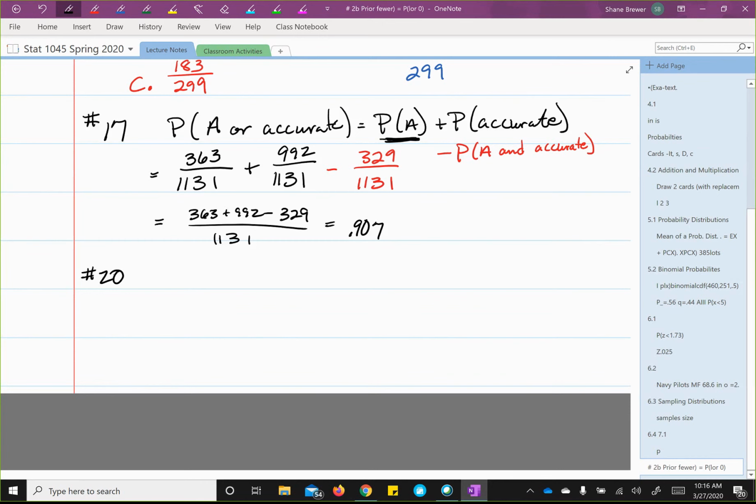Yeah, that's it, right? And then we can't do anything else because it's not a probability distribution. So you can't find the mean. You can't find the standard deviation. So there you go. We've gone through all those questions.